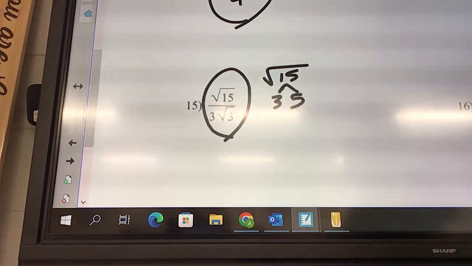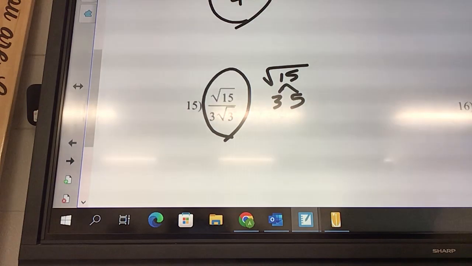You guys got 8 to do, 4 division and 4 multiplication. Get them done, and then put it in the box back there.